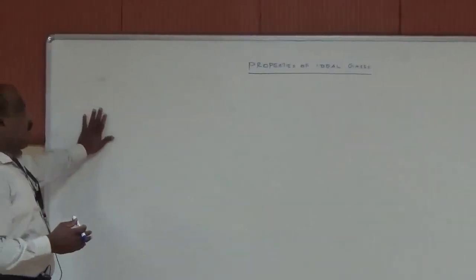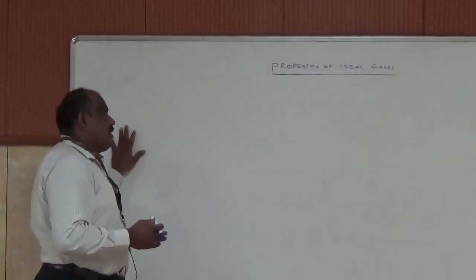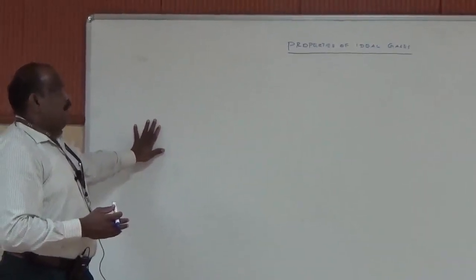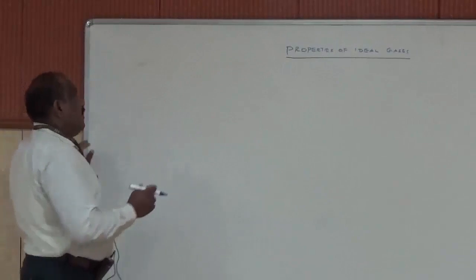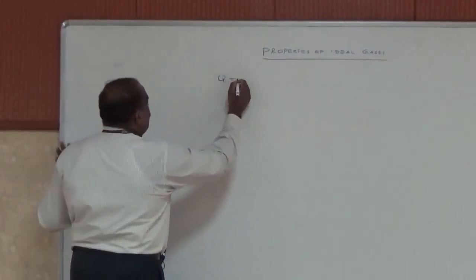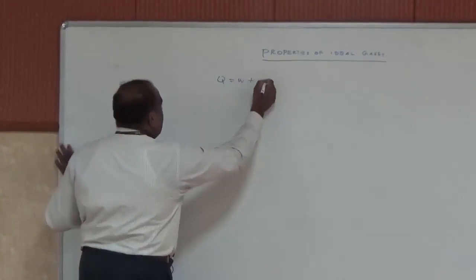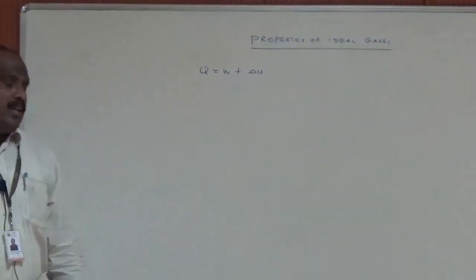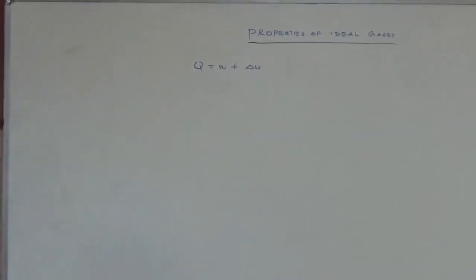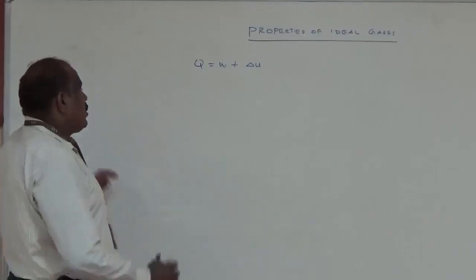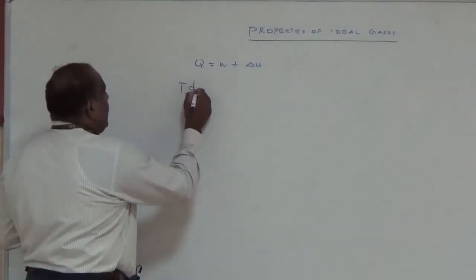Before going to the properties of ideal gases or mixtures, let us derive the entropy change happening during a process. So what is the first law of thermodynamics? For a closed system, Q will be equal to W plus delta U. For an open system, Q will be equal to W plus delta E. Now what is Q? It is TdS.